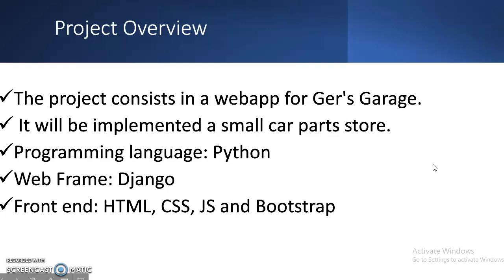So, the project overview. The project consists of a web page for Gears Garage with the system. It will implement a small car parts store. The language I chose is Python, and I'm using the web framework Django. Also HTML, CSS, JavaScript, and Bootstrap.